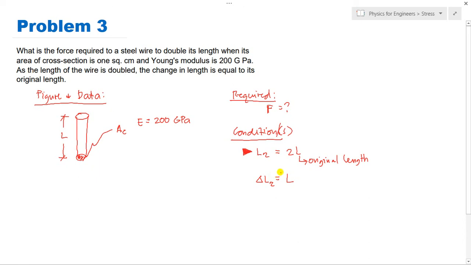For delta L1, we don't know. So we have a condition for delta L2. Again, the change in length in the second condition is equal to the original length, which is equal to L. And here we are going to find the force. Solution.